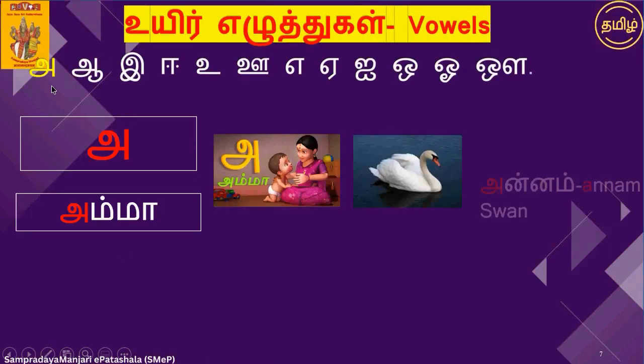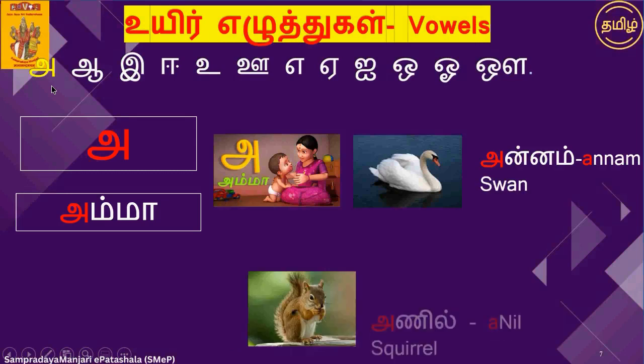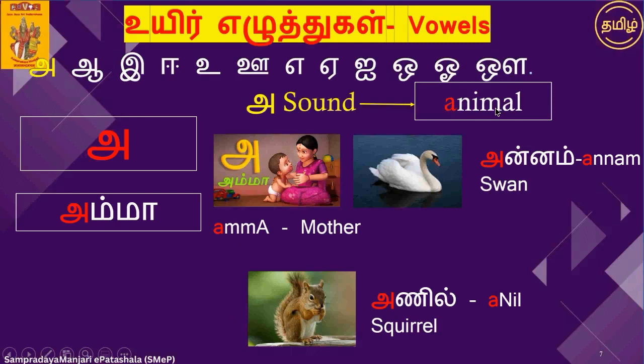A, so the sound of A is similar to the sound of A in animal. So the red color denotes in that word is the sound, how you pronounce in that particular English word. Okay, here the red color that is being given below, this is transliteration. The red color in the transliteration denotes how you write the transliteration of particular letter.